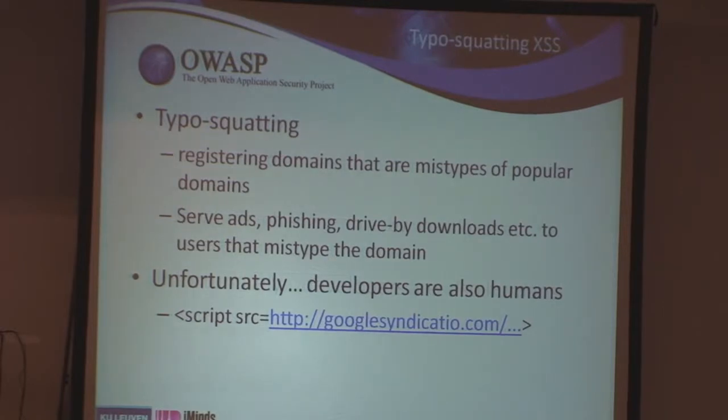Well, the idea is the users behind the browser are human, but also the developers are human. They can make mistakes as well. For instance, Google syndication, where they're actually using libraries from Google, but forgot the N. And at that moment, you're actually redirecting to a domain that does not exist.